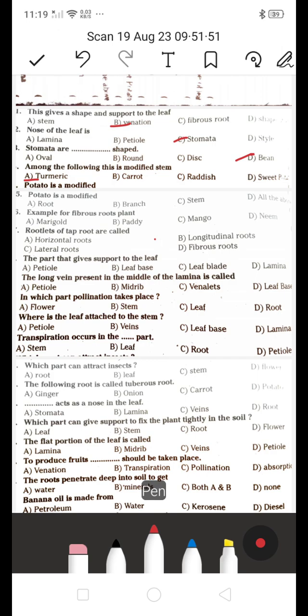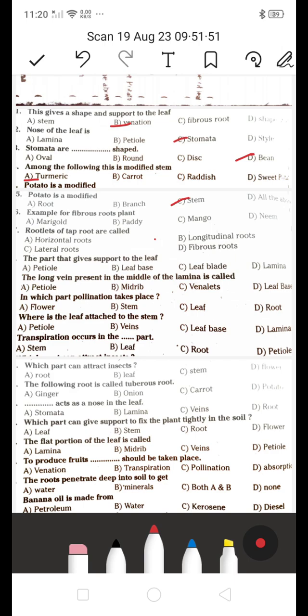Next one, potato is a modified. Is it root, branch, or stem? All the above. Which is the right answer? It's a potato. It's a stem. It's a modified stem. Usually, we call it a tuber. Potatoes are found underground. So usually we call them tubers. Potato is a modified stem. C is the right answer.